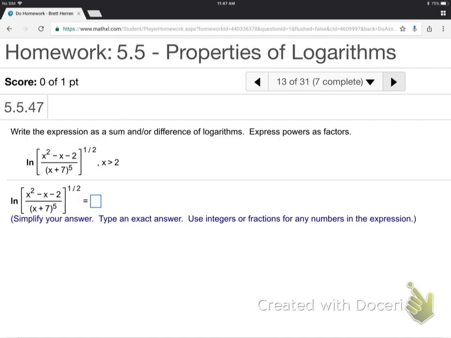All right, what do you do with that big half power up there? Down to the front, huh? Powers go to the front. Move that to the front. Hey, what should you do with x squared minus x minus 2? Yeah, factor that. Do a couple parentheses.